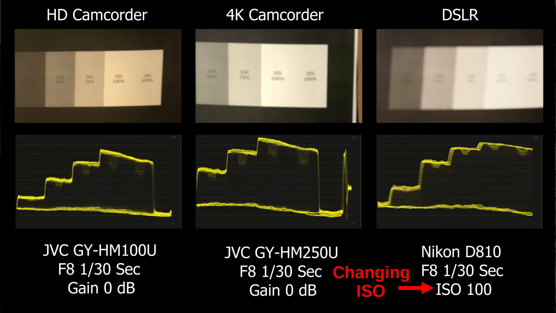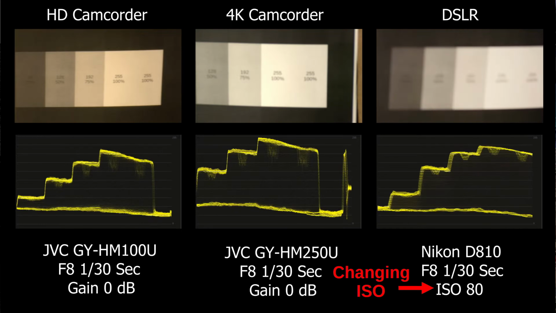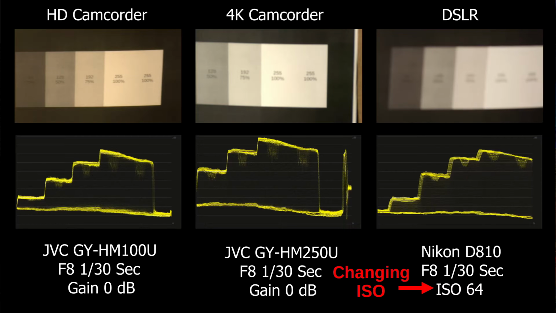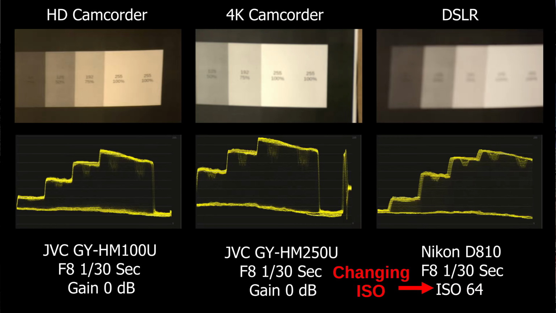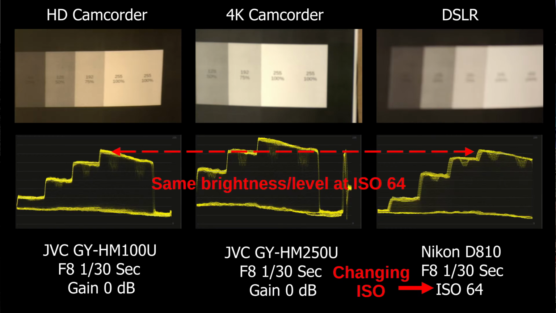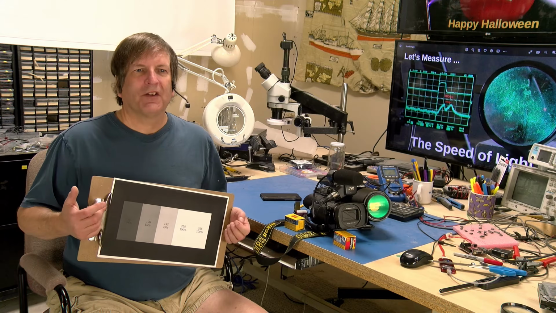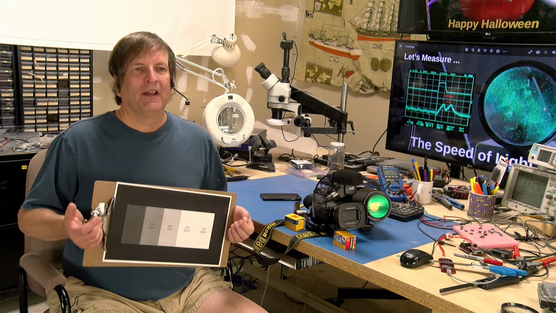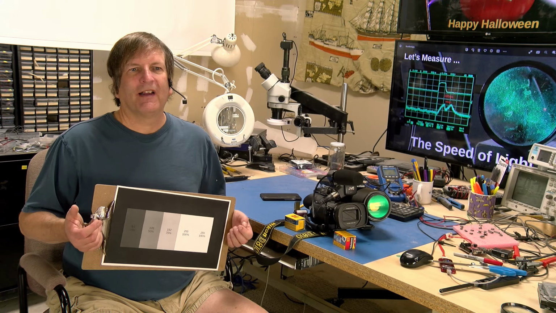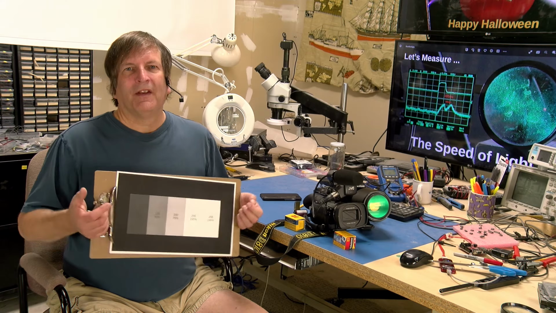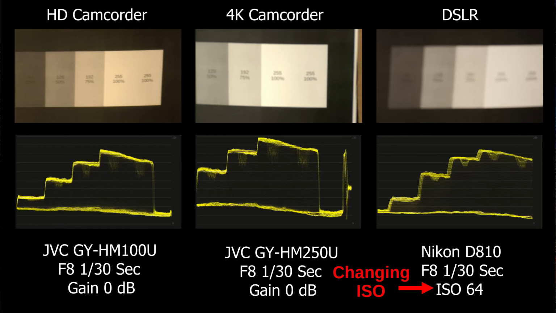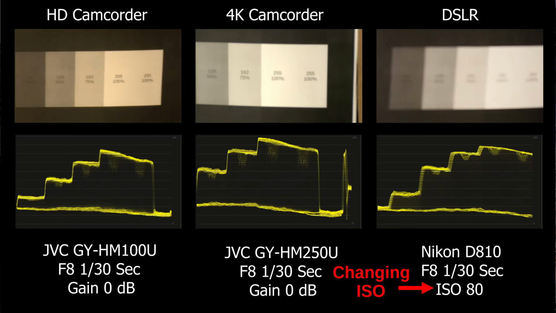And so as I click through the different settings, well, what we're seeing here is a setting of 65 on the DSLR, and that is almost identical to what we're seeing on the HM100 camcorder. So what that tells us is its effective film speed is probably around ISO 65 or something like that, not unlike Kodachrome.